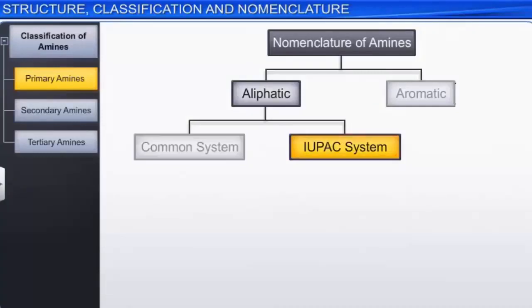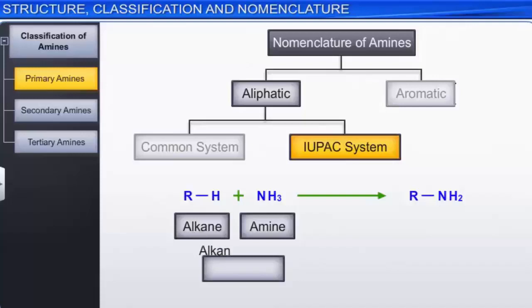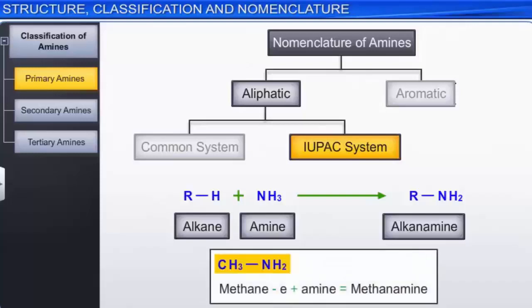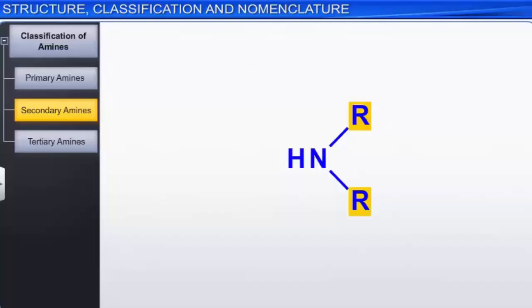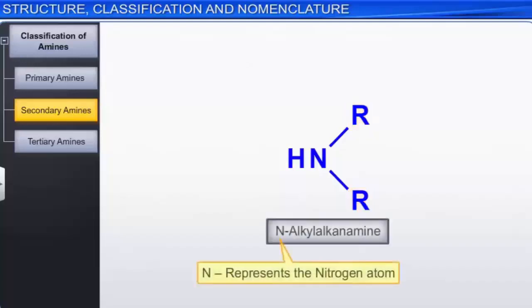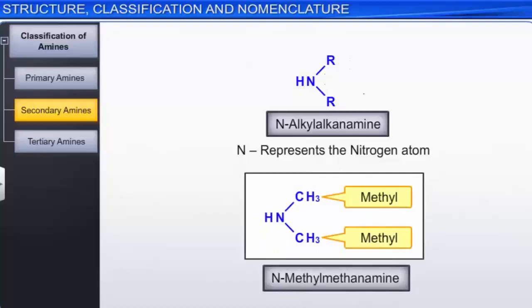In the IUPAC system, alkyl amines are named alkanamines. The name is derived by the replacement of the e of the alkane by the word amine. For example, CH3NH2 is named methanamine. Secondary amines with the same alkyl groups are named N-alkyl alkanamines. Here, N represents the nitrogen atom and should therefore be capital. For example, this secondary amine with 2 methyl groups is named N-methyl methanamine.